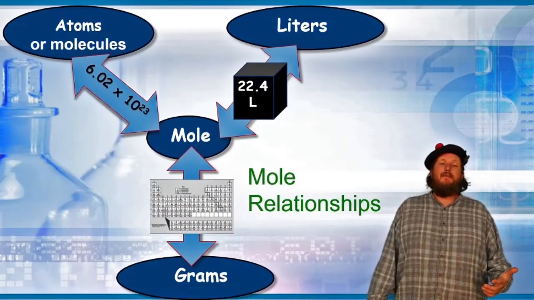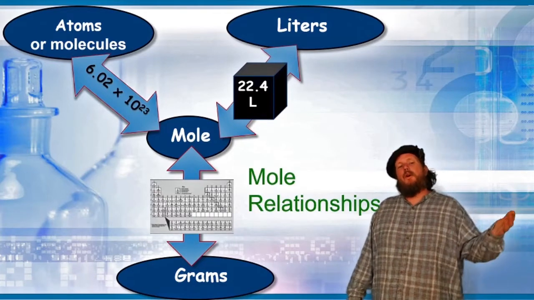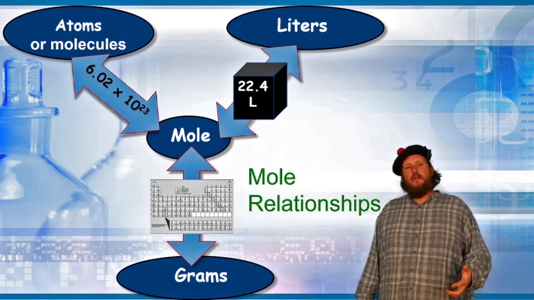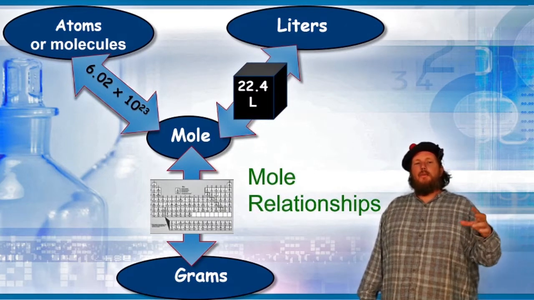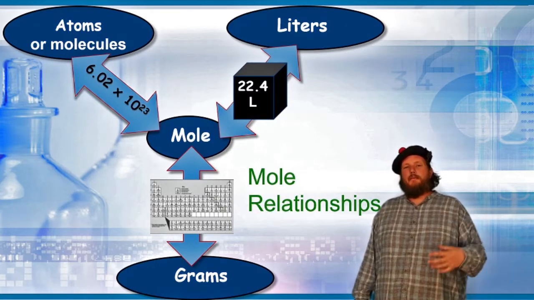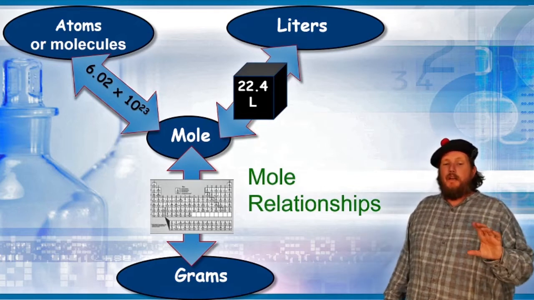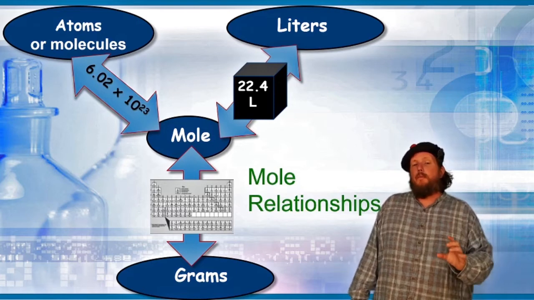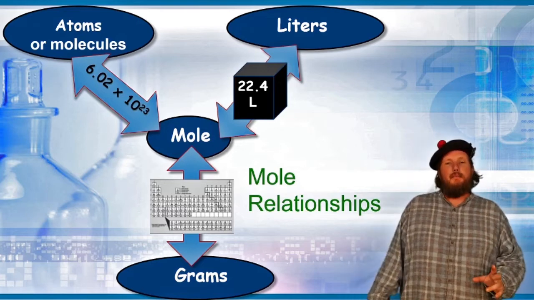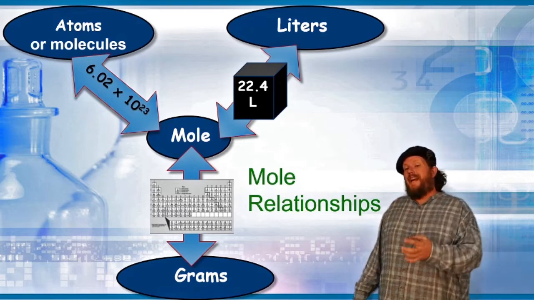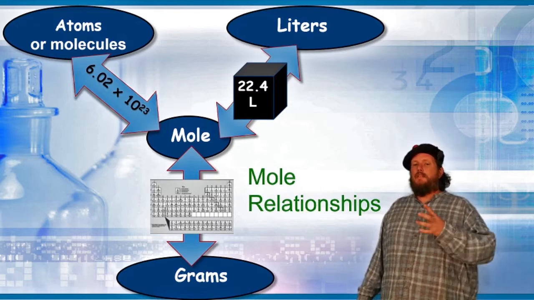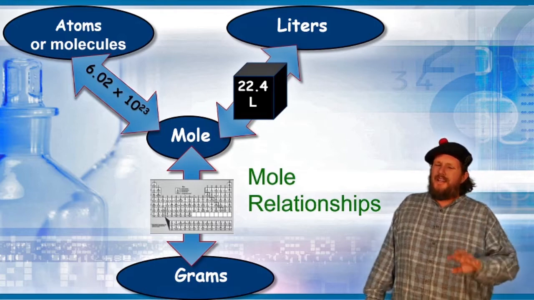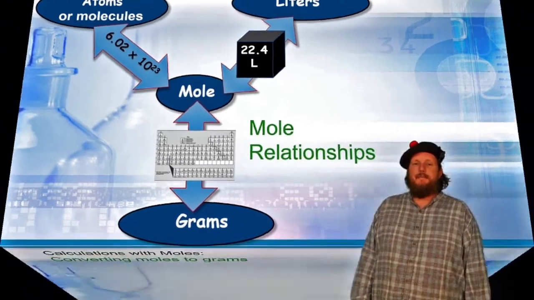So this is a conversion system. To go from atoms or molecules, we're going to use 6.02 times 10 to the 23rd to go from moles to atoms or moles to molecules, molecules to moles, atoms to moles. If we have going from moles to grams or grams to moles, we're going to use the formula mass from the periodic table. There's another one for gases at STP from moles to liters and liters to moles. It's 22.4 liters per mole, but we're not going to worry about that till we get to gases.